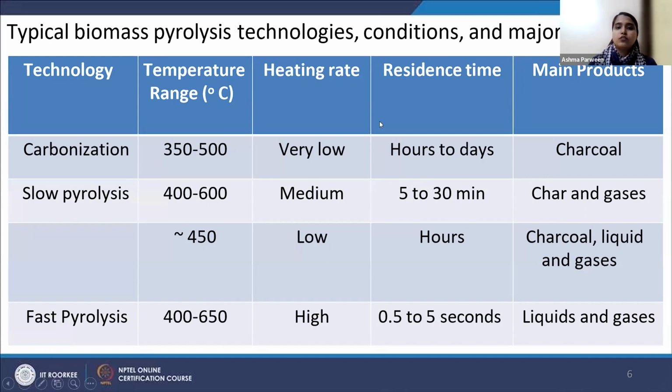So here are some of the pyrolysis technologies provided. Each technology has a different temperature range, heating rate, residence time, and end product. The end product is very much dependent upon the operating conditions inside the reactor. Suppose we want charcoal, then we will use a temperature in the range of 350 to 500, the heating rate will be very low, and the residence time will be hours to days. But if we need liquid and gas as the end product, then the temperature will be high, the heating rate will be high, and the residence time will be very short compared to carbonization.